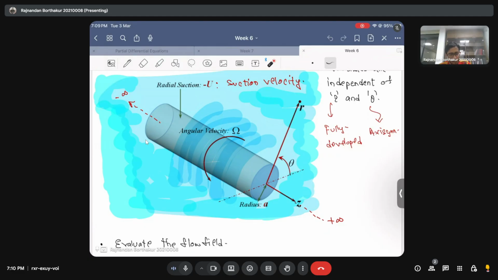But because the cylinder is infinitely long in the z direction, and of course using the axisymmetry assumption, we said that although there are two velocity components, ur and u theta, they are simply going to be functions of r only, again due to the fully developed and axisymmetric assumptions that we invoked.